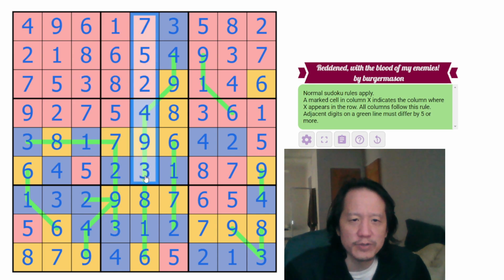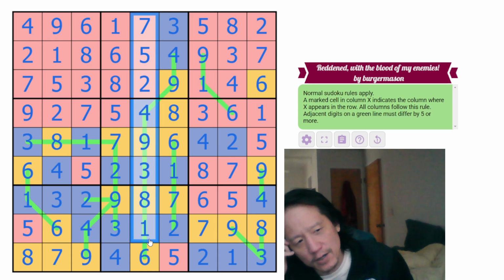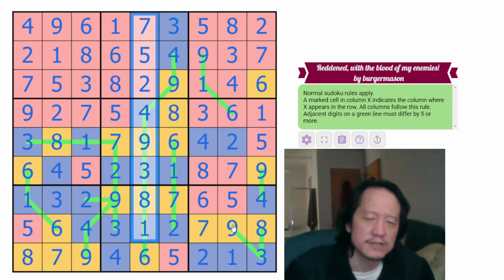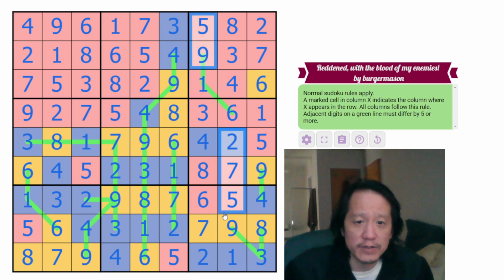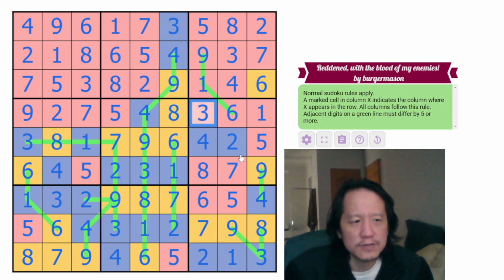This is interesting because this is a variation of the 159 column rule set. But it just applies to every column, essentially. It's very restrictive to have essentially the marked cell indicate the column where the column number appears.